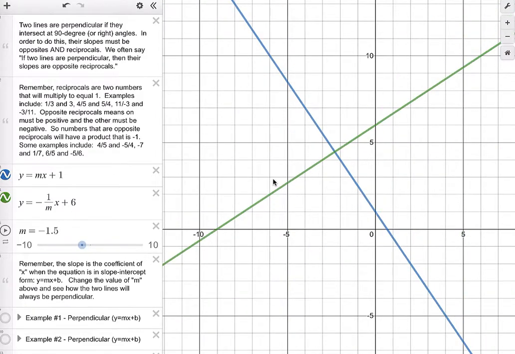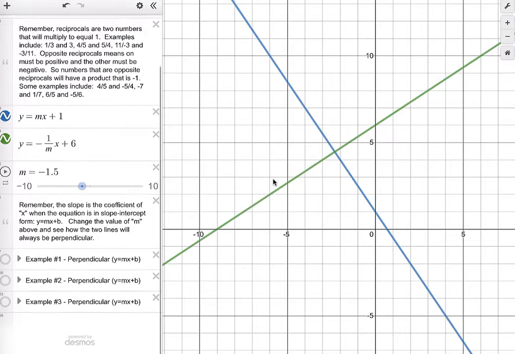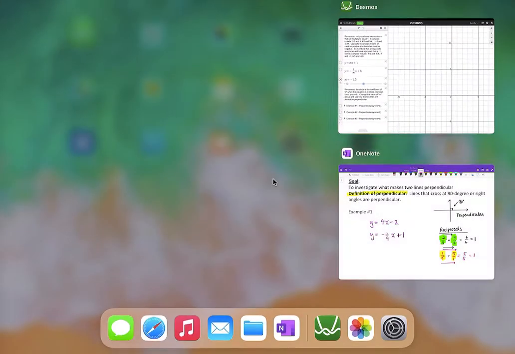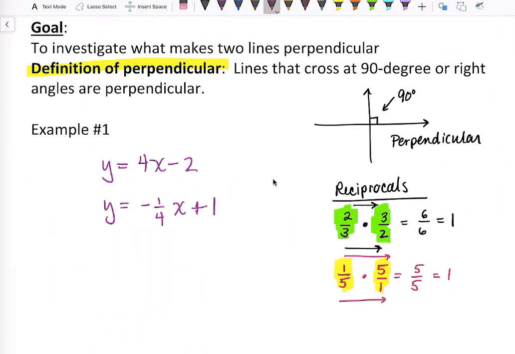Okay, so when we're looking at the slope, you're always looking at the coefficient of the x. Let's go ahead and turn these off. We're going to dig into example 1 now, and we're going to look at the slope. We need to analyze the slope of each function. So let's look at this slope and this slope. For my first line, my slope is 4. For my second line, my slope is -1/4. We need to decide if 4 and -1/4 are opposites and reciprocals.